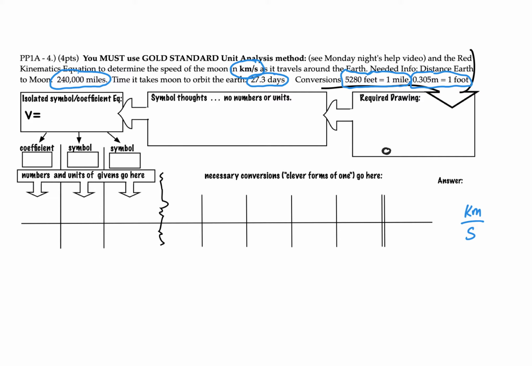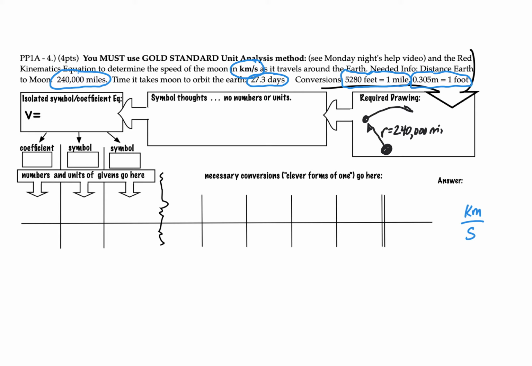Nothing fancy here. Here's the Earth. Here's the moon. It's going in a circle, or it's really elliptical, but pretty much. There's the radius. This is the R at 240,000 miles. Then what else do we know? We know that the speed of the moon is.